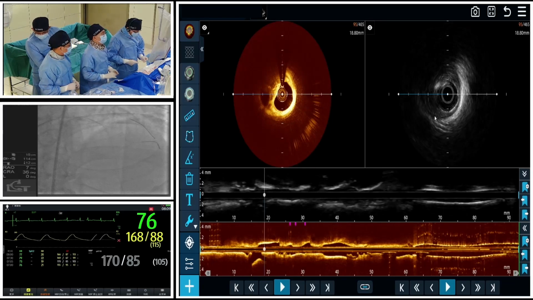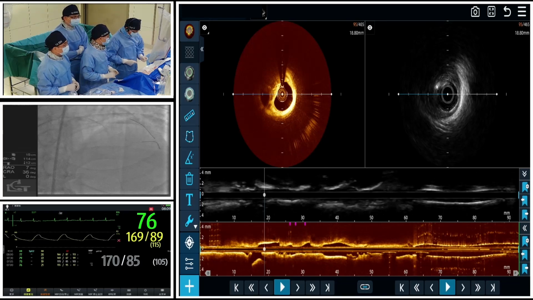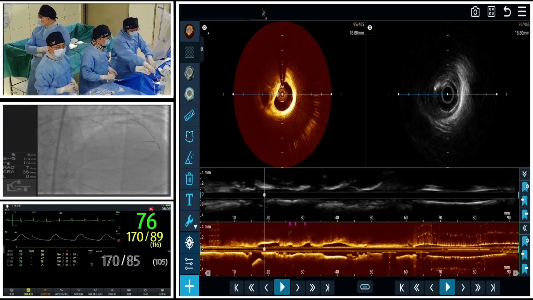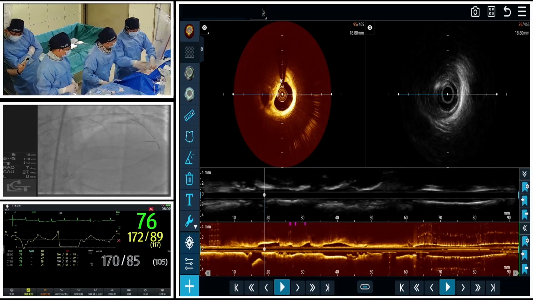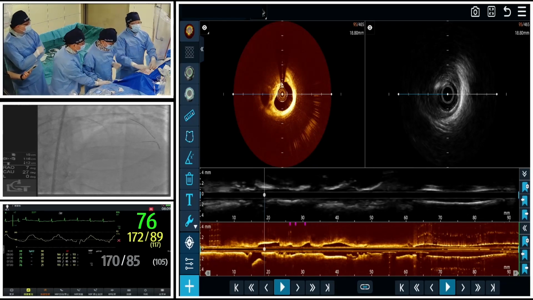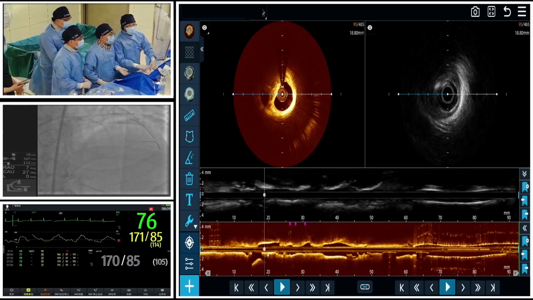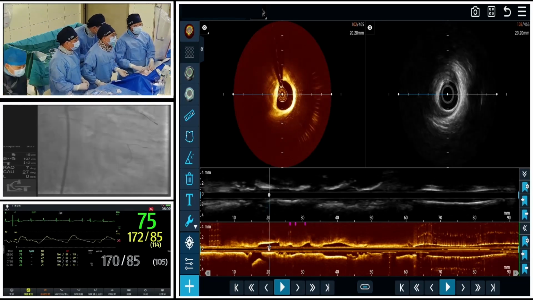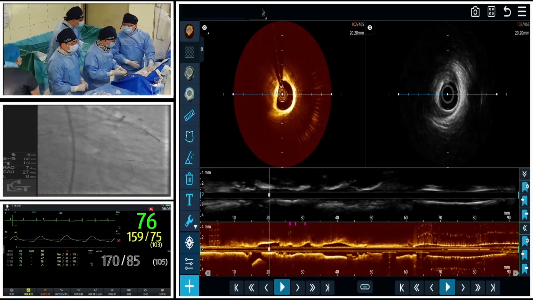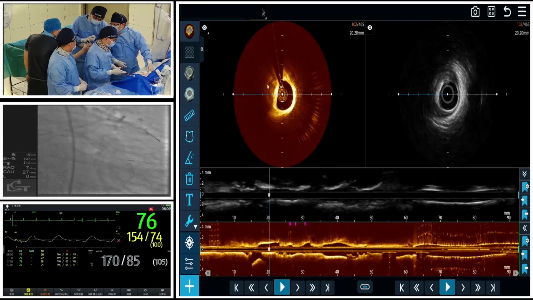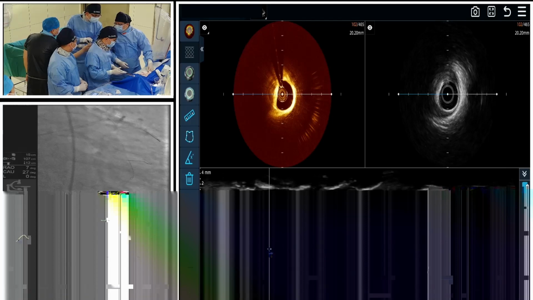We can see that the IVUS image has high sensitivity to the calcified plaque. On the image, we can see some high bright sparkles here. And also on the right side, we can tell the detailed information of the calcified plaque. There is a very sharp border of the black and calcified plaque. And also with pullback, we can see that this calcified plaque is relatively deep and the thickness is relatively big.